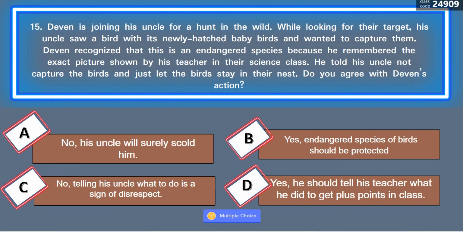And for the last question, Devin is joining his uncle for a hunt in the wild. While looking for their target, his uncle saw a bird with his newly hatched baby birds and went after them. Devin recognized that this is an endangered species because he remembered the exact picture shown by his teacher in their science class. He told his uncle not to capture the birds, just let the birds stay in their nest. Do you agree with Devin's action? Okay, it's yes. Endangered species of birds should be protected. It's letter B. Okay, for those who got it right, congratulations.